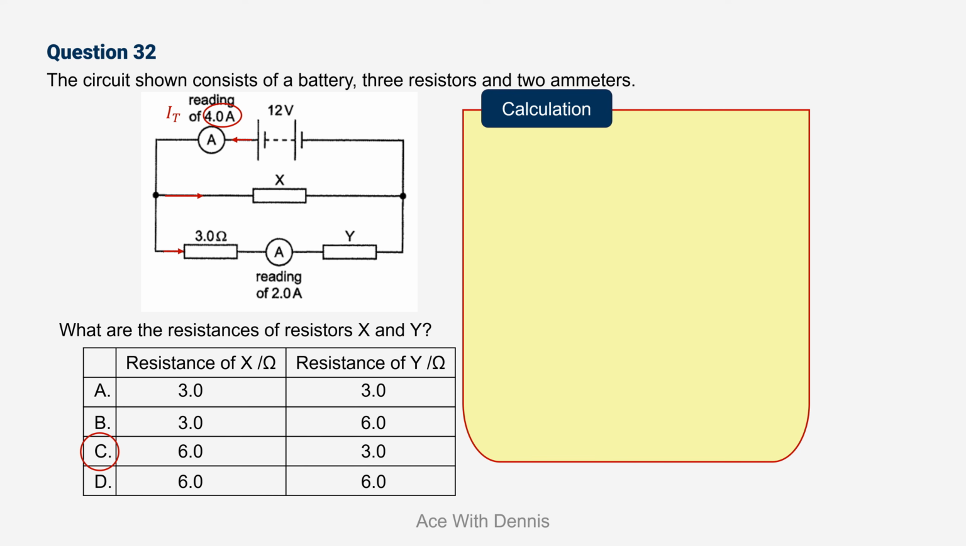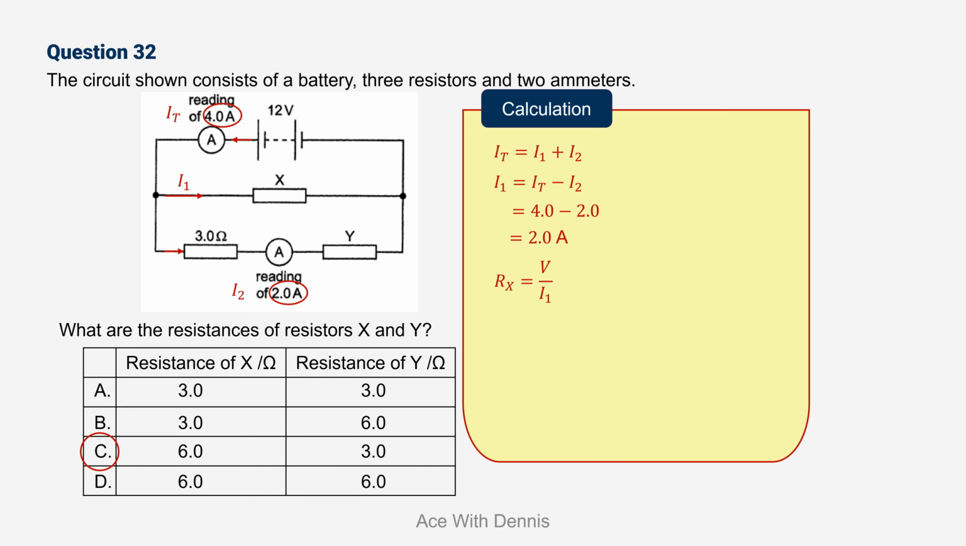Next, this is the current for the second branch, and the reading is 2.0 amps. So this is I2, the current of the second branch. So let's label the current for the first branch as I1. So the relationship between the total current, I1 and I2 will be IT equals I1 plus I2. So to find I1, it will be IT minus I2. So it will be 4.0 minus 2.0, which gives us 2.0 amps.